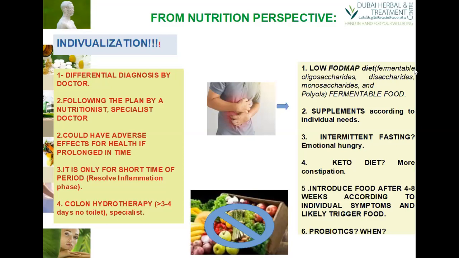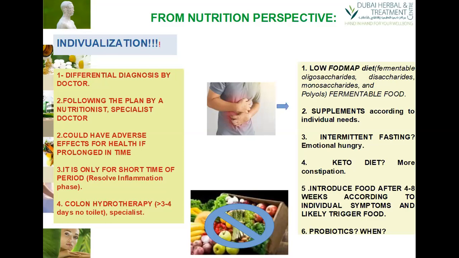This kind of diet, we only need to follow for 4 to 8 weeks according to the individual symptoms. And we need to figure out which kind of diet is suitable for people, because not all types of food are suitable for all people.